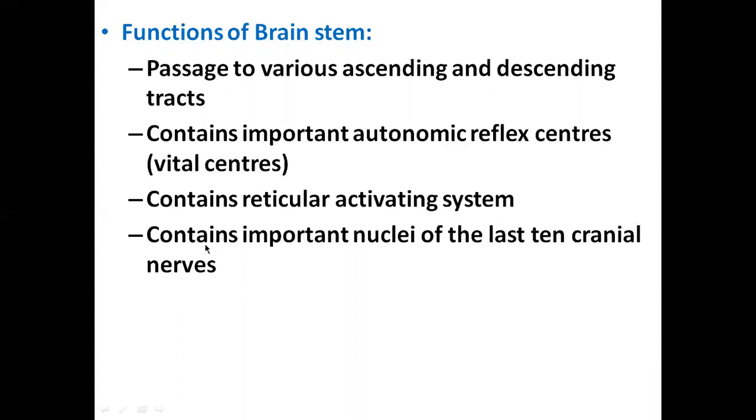Then another thing it contains is the important nuclei of the last 10 cranial nerves. So for cranial nerves number 3 to 12, the nuclei are present in the brainstem in different parts: in the midbrain, in the pons, and the medulla. We will see in detail which nuclei are present in which part. But except for the first two, cranial nerves number 3 to 12 have their nuclei in the brainstem.